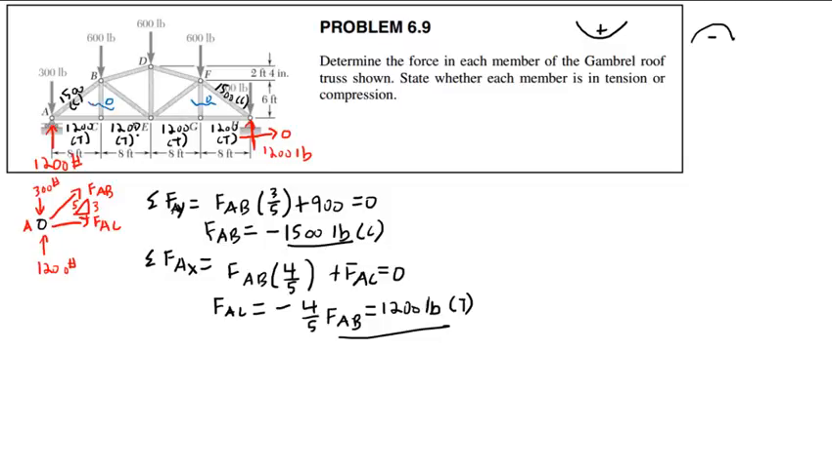Okay, let's look here now. What else can we do? Well, let's look at joint B. I'm trying to look at this and see which would be the simplest way. Yeah, let's do B. We don't actually have a lot of options here. So joint B. Let me draw joint B.